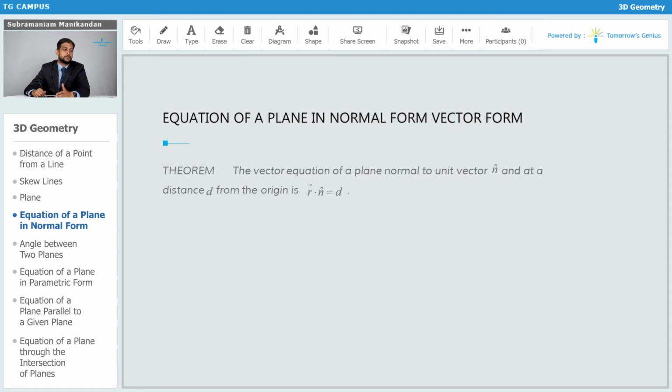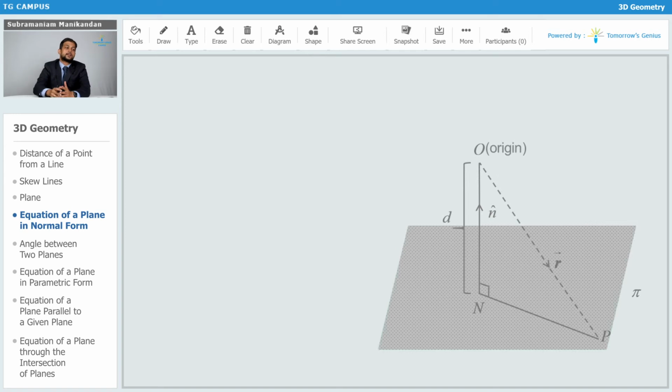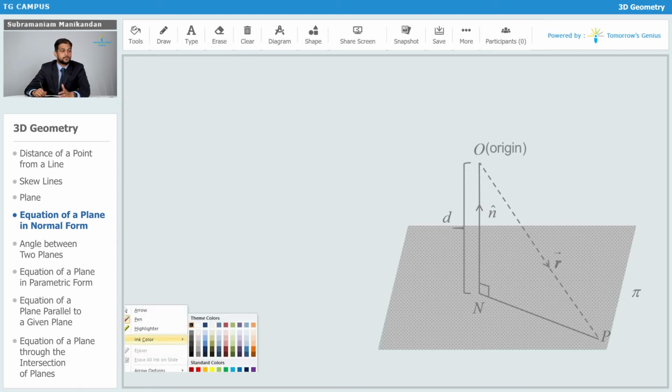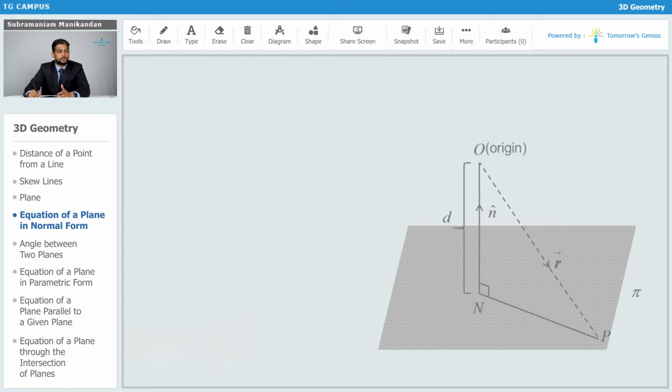Now how does this happen? Let's take a look at a diagram representing this situation. O is the origin here. From the origin, a perpendicular is drawn to the plane. So this represents the shortest distance between the point, that is the origin, and the plane. So that is represented by the vector NO bar.